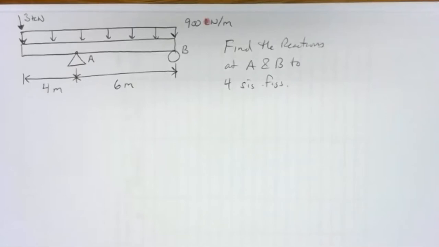Just a correction for those following along at home. The distributed force is 900 newtons per meter, not 900 kilonewtons per meter.